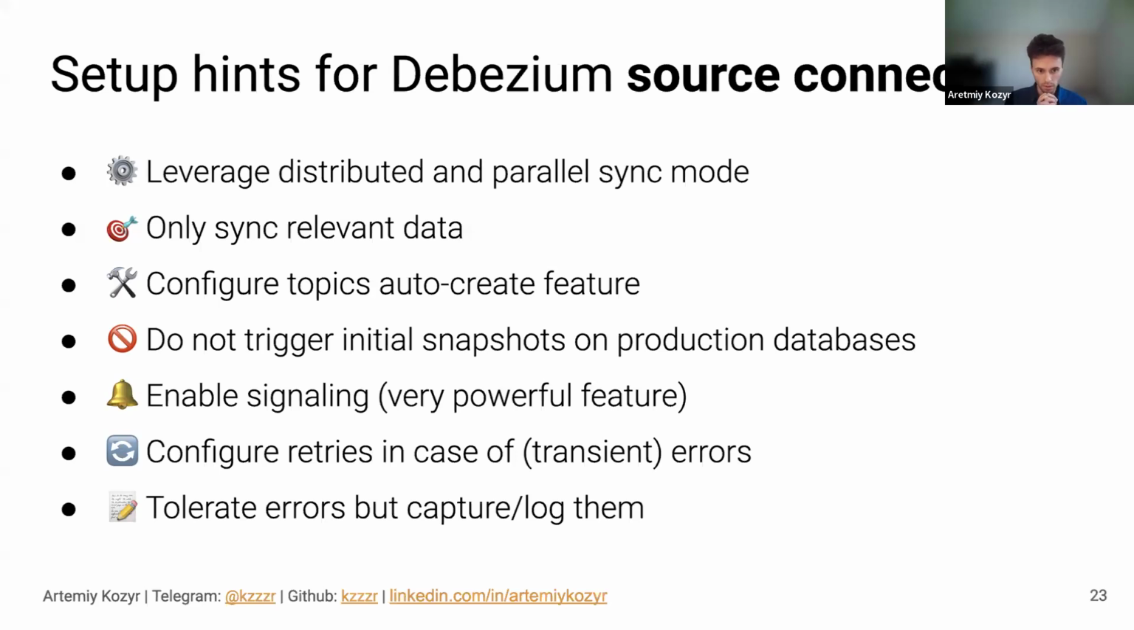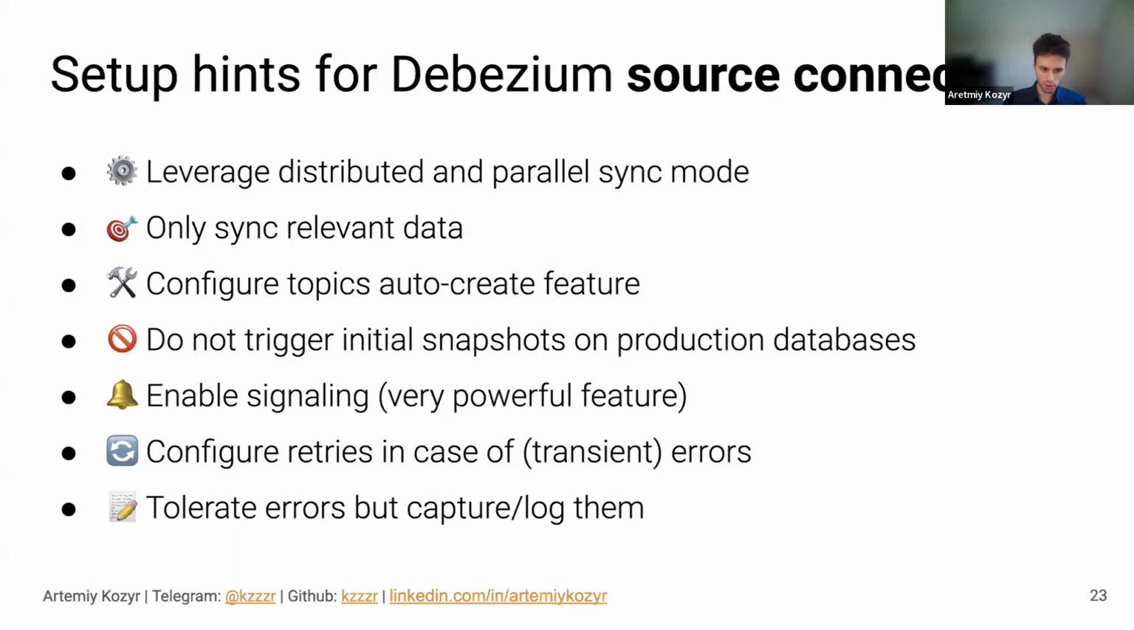Third thing is the topics auto-create feature. Debezium can create topics in Apache Kafka automatically based on their configuration. You can provide this configuration. I would not suggest to trigger initial snapshots. I would suggest to never do it, because there's a really powerful feature of signaling and launching incremental snapshots, which are way better than blocking snapshots.